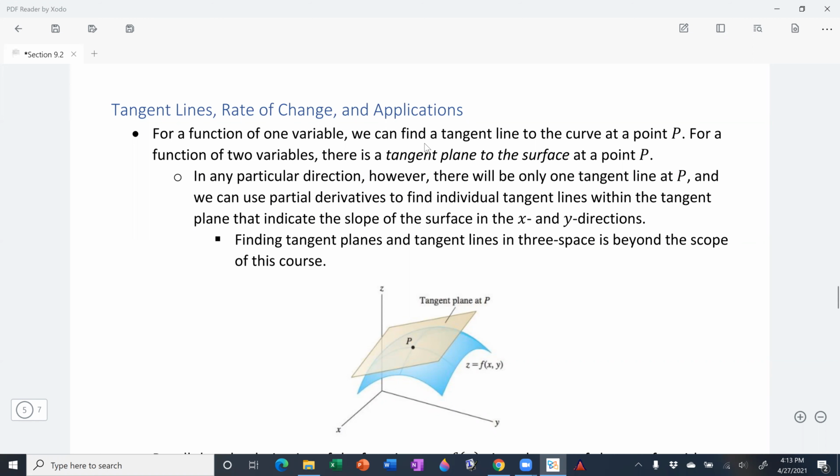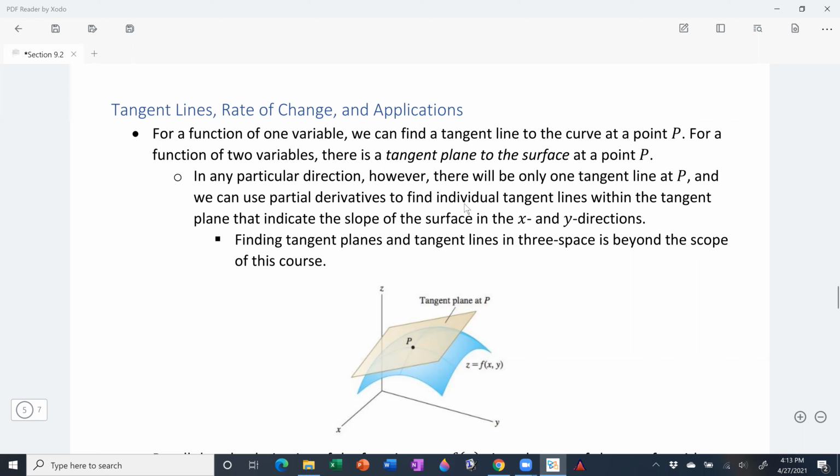But for a function of one variable, we can find a tangent line to the curve at a point P, right? We've done that quite a bit in the past. But if we extend that out into another dimension, functions of two independent variables, there's going to be a tangent plane that touches the surface at a point P. So that's this image down here, just a depiction of a tangent plane that touches the surface at a point P. So in any particular direction, there will only be one tangent line at P.